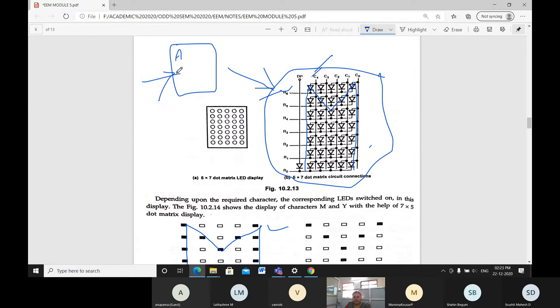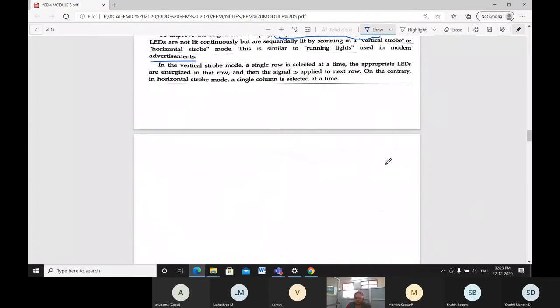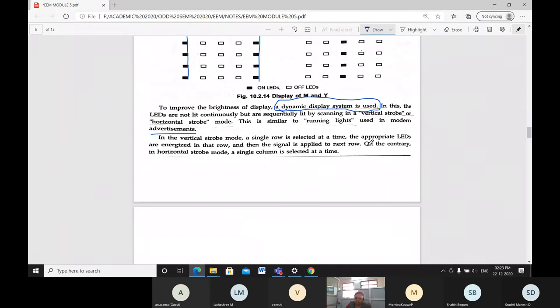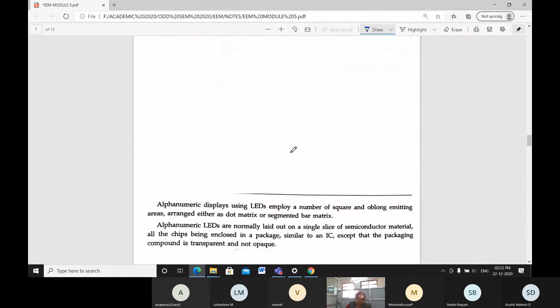Which information should display? A means this information is going to this segment display. Then that A is going to be displayed. If you give the input, based on that input it does the processing in the segment display, then it will be glowing. That's the output you will be getting. Signal is applied to the next row, in the same way for the horizontal stroke.